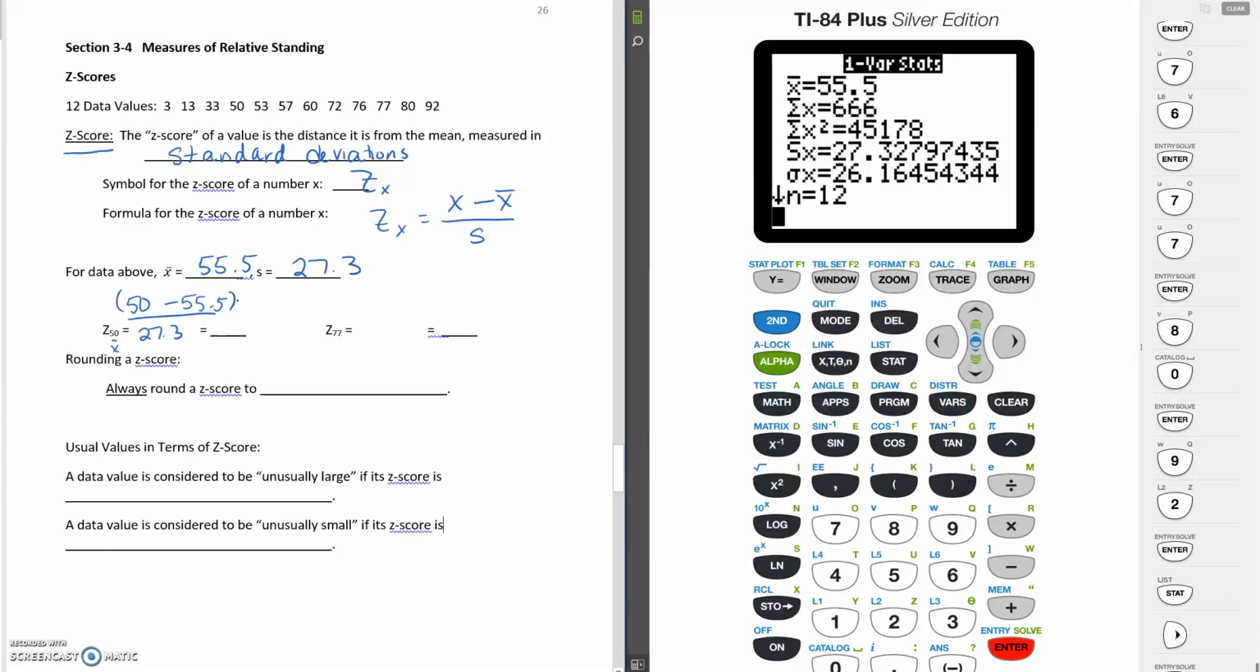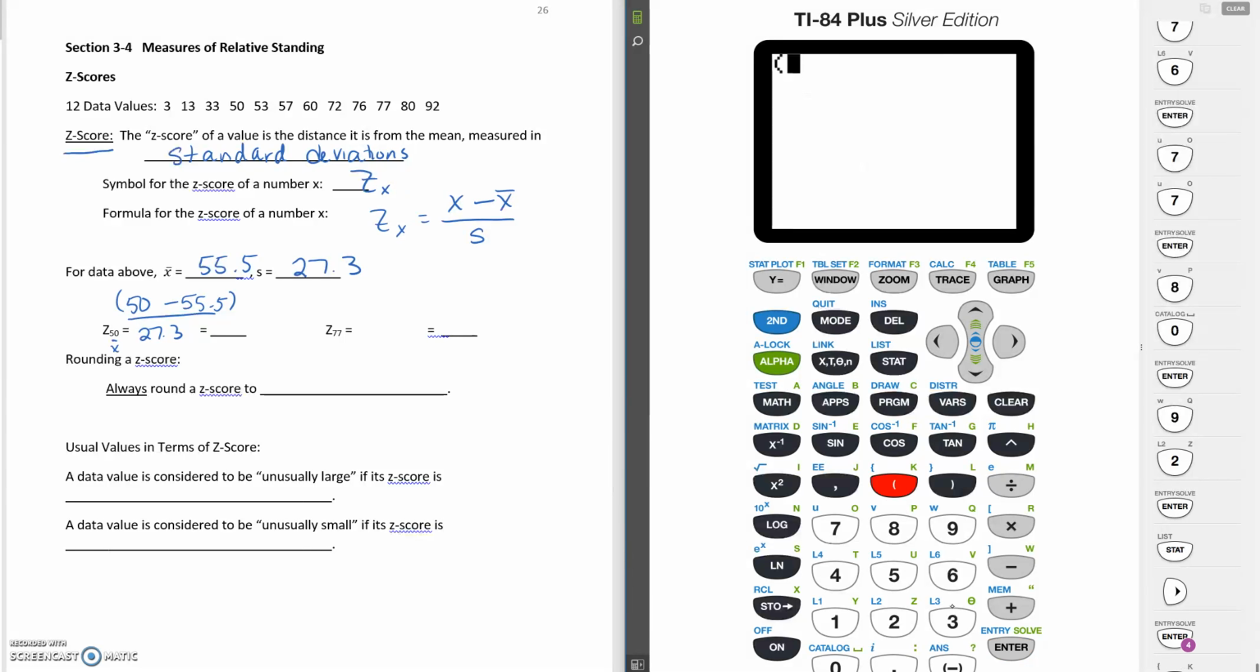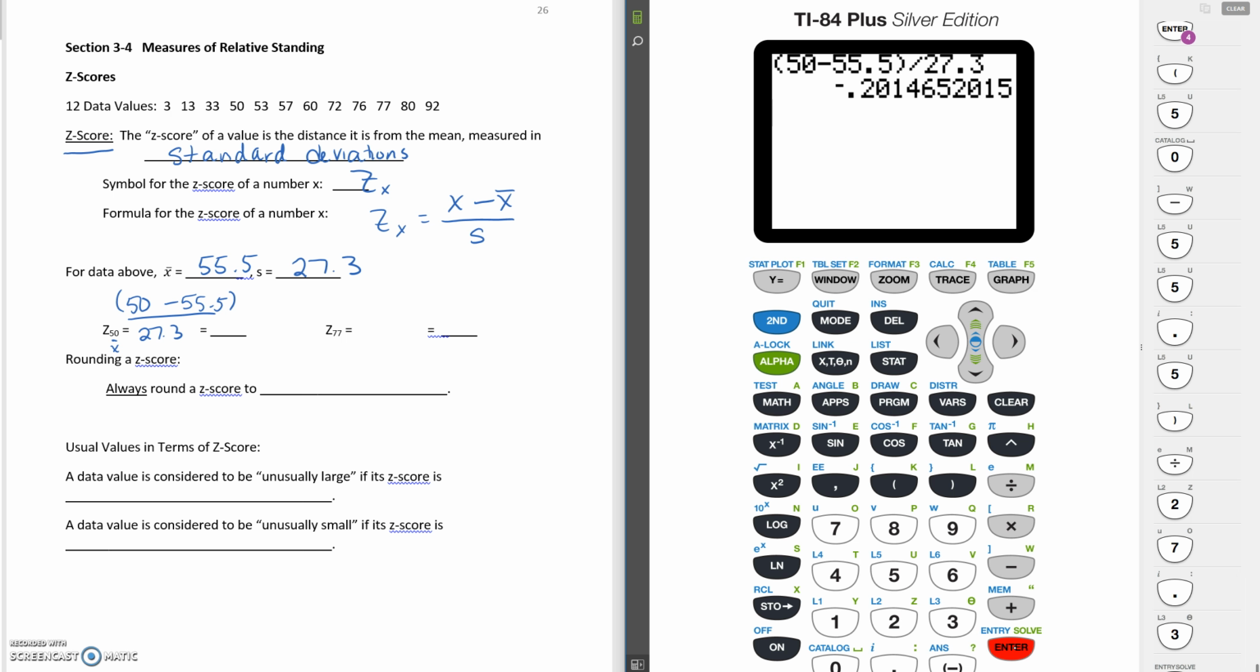Now if you're doing this in the calculator, make sure you put parentheses around the numerator. So we'd have 50 minus 55.5, and we would divide that by 27.3. So here we always round to 2 decimal places. So here it's negative 0.20. Now this is a negative z-score because 50 is below the mean. It's lower than the mean.